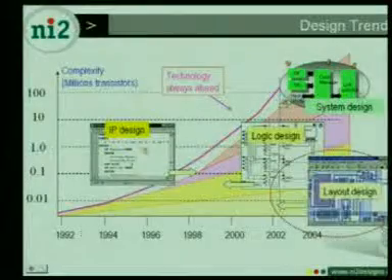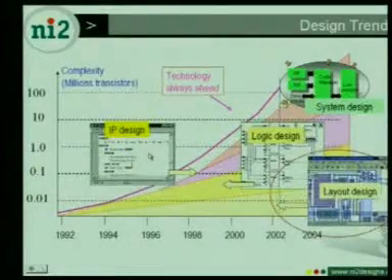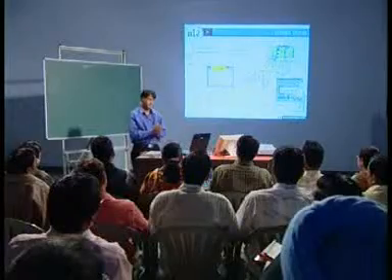This is the design trend. Initially we rely on IP cores. You are familiar with IP cores? These are like black boxes. We call this intellectual property core.